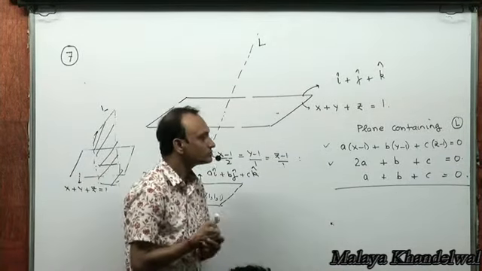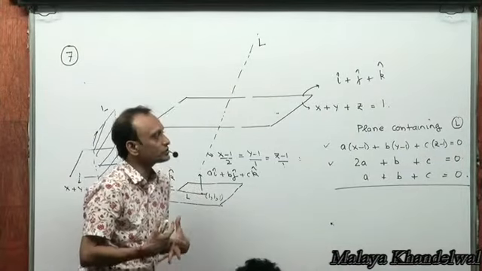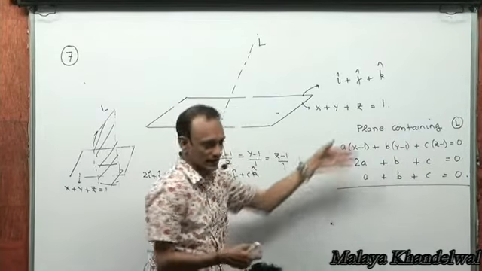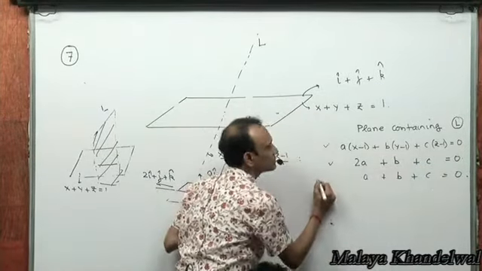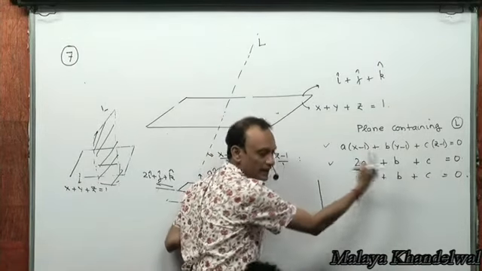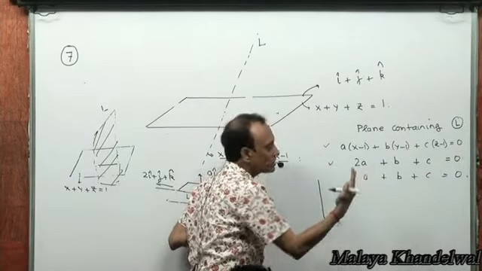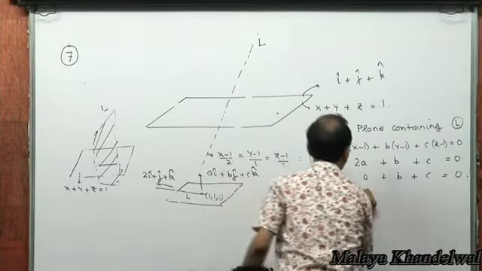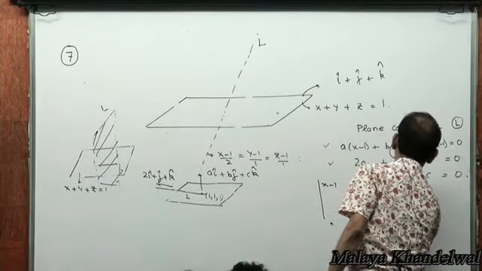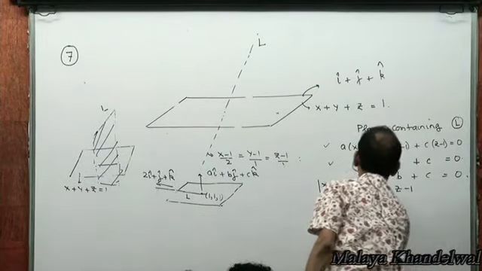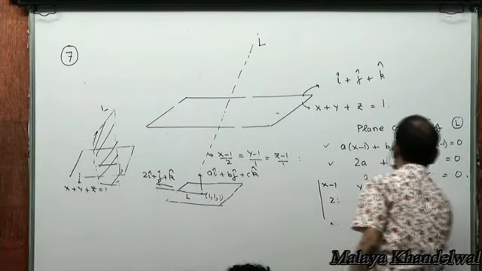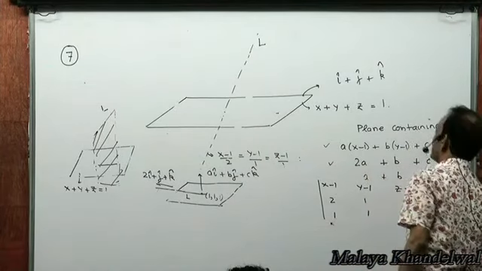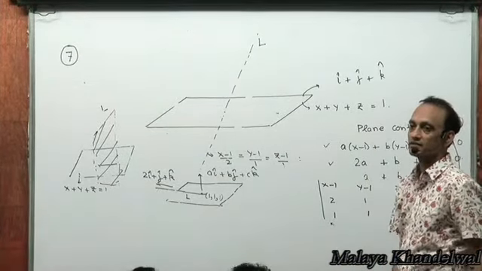Yes, A is zero. So for sure, the way to eliminate A, B, C from these equations, here it is fine, A equal to 0 by inspection, but it may not always happen. So the way to eliminate A, B, C from these three equations is the determinant with x minus 1, y minus 1, z minus 1, and then 2, 1, 1, and then 1, 1, 1. This determinant equal to 0 will eliminate A, B, C. That's how you eliminate A, B, C.